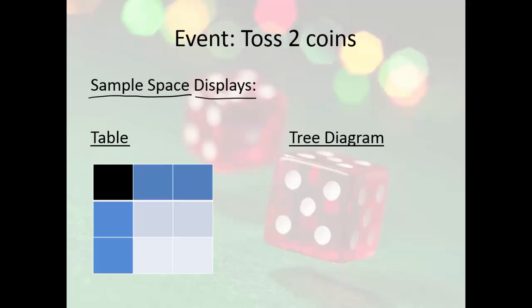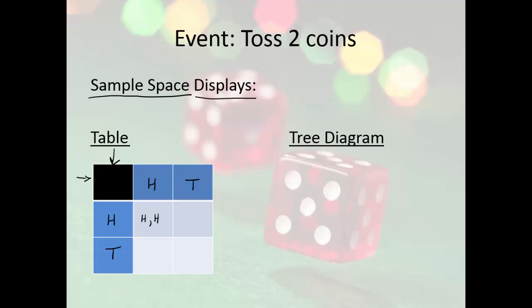I'm going to show you a few ways to write sample space displays to show clearly what the sample space is. Okay, so if I'm tossing 2 coins, let's say this represents coin number 1. The possible outcomes are heads and tails. And this column can represent coin number 2. So it also can be heads or tails.